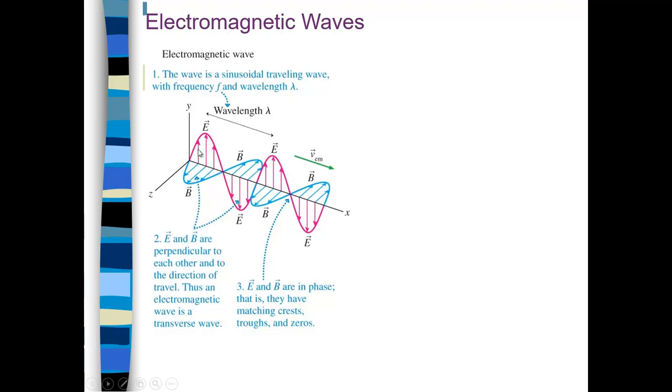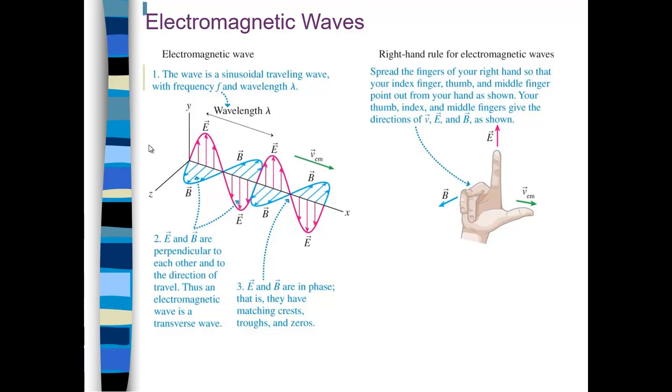E and B are perpendicular to each other, so the electric field is perpendicular to the magnetic field. E and B are in phase, so the crests of the electric field and the magnetic field are at the same time and at the same magnitude. The zeros, the crests, and the troughs are all going to be at the same time between the electric waves and the magnetic waves.